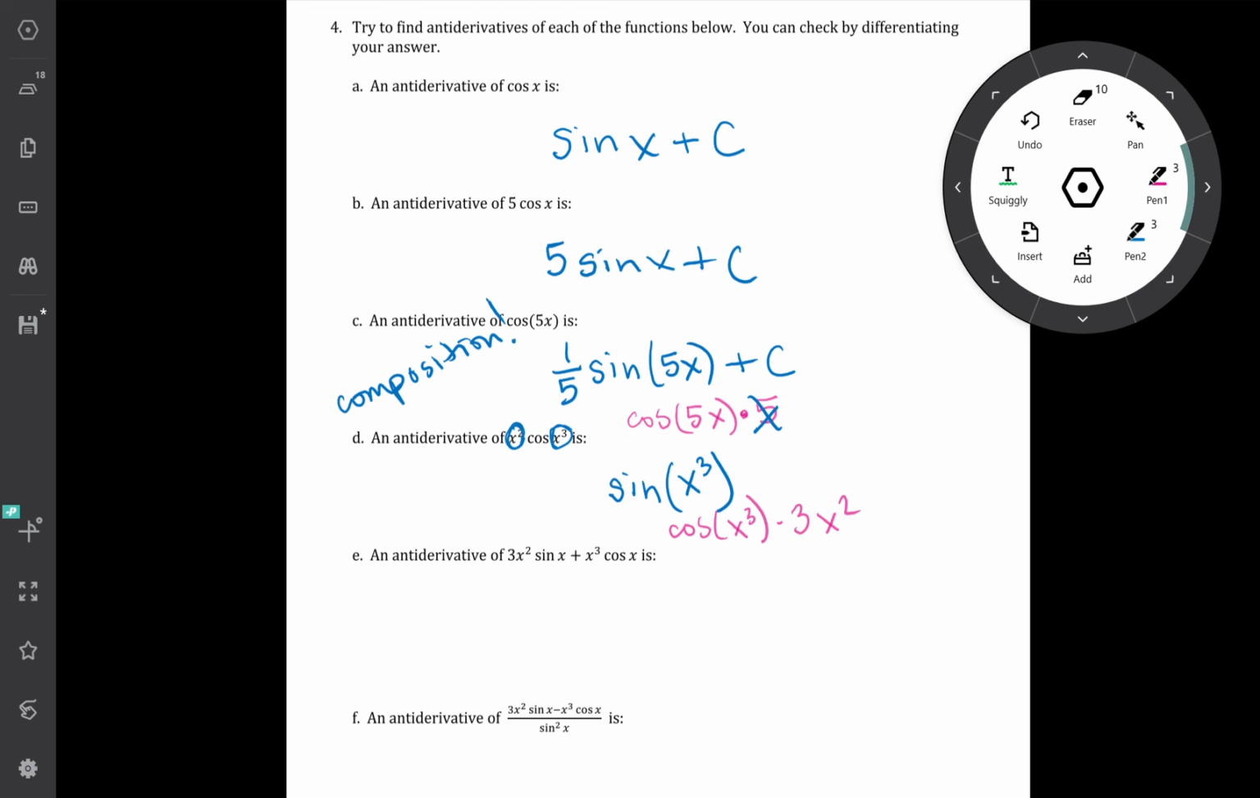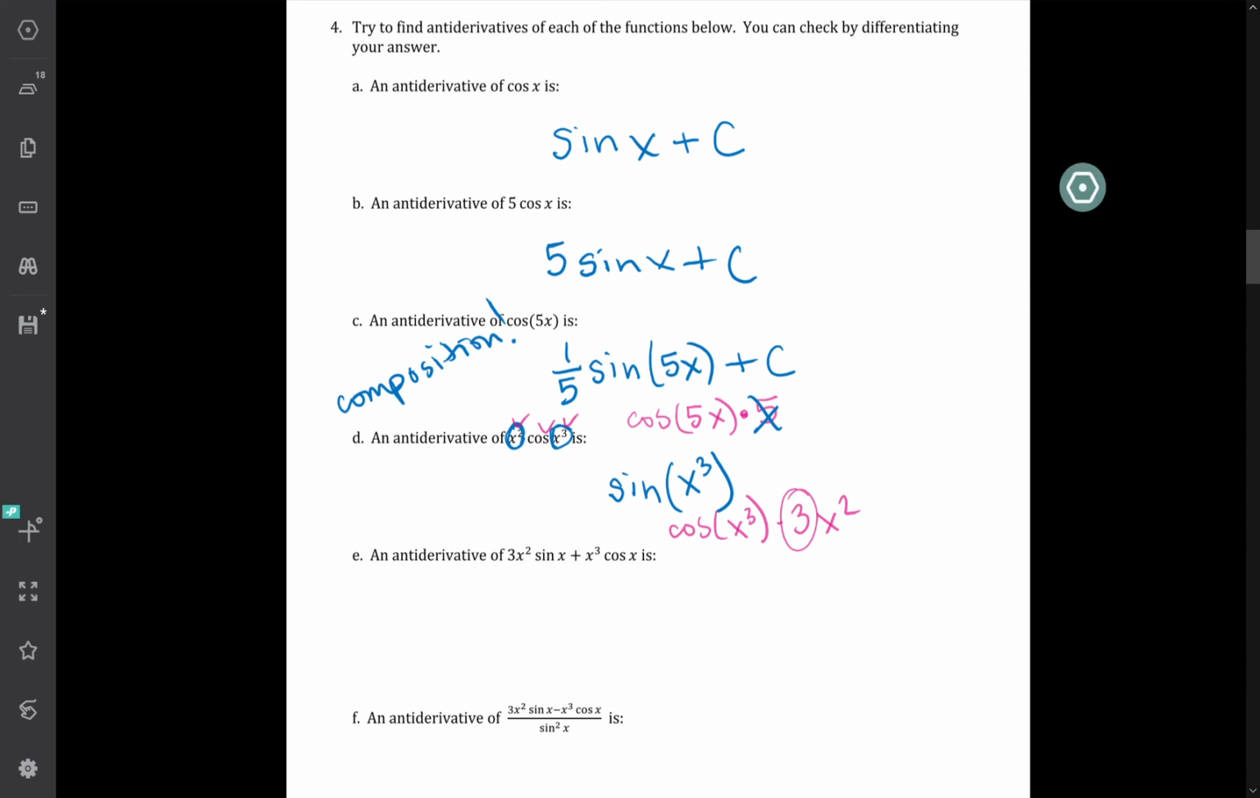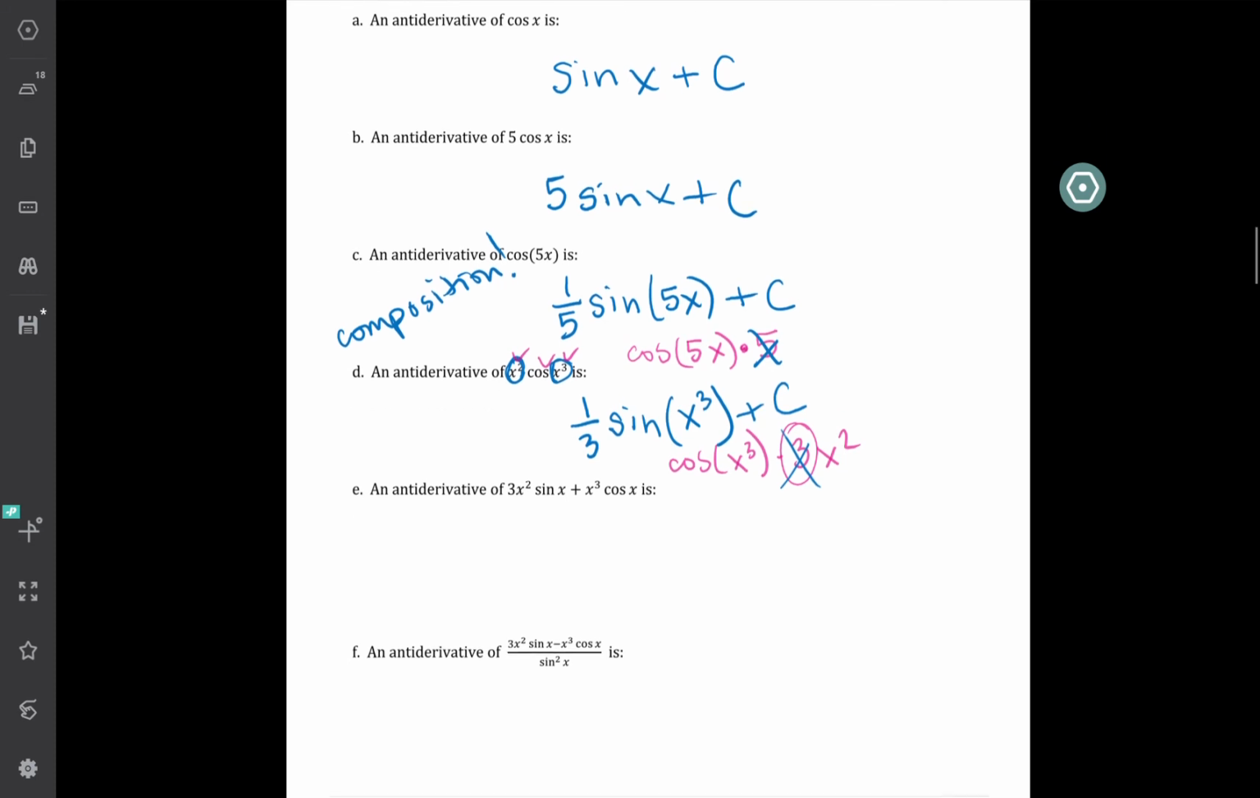And this is actually pretty good. We've got the cosine x cubed, we've got the x squared. My only trouble right now is that I have a 3 that I don't want. And it's a coefficient, which is really easy to fix. So if I throw 1/3 out here, it would cancel out that 3, and I would have exactly what I want. So the antiderivative of x squared times cosine of x cubed is 1/3 sine of x cubed plus c. I do think this is really good practice, because this can be one of the hardest things. Spotting those things that came from the chain rule is really important.